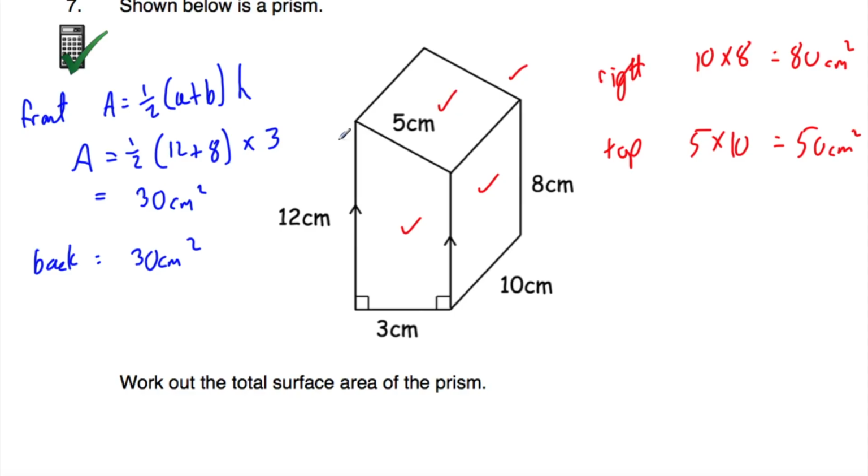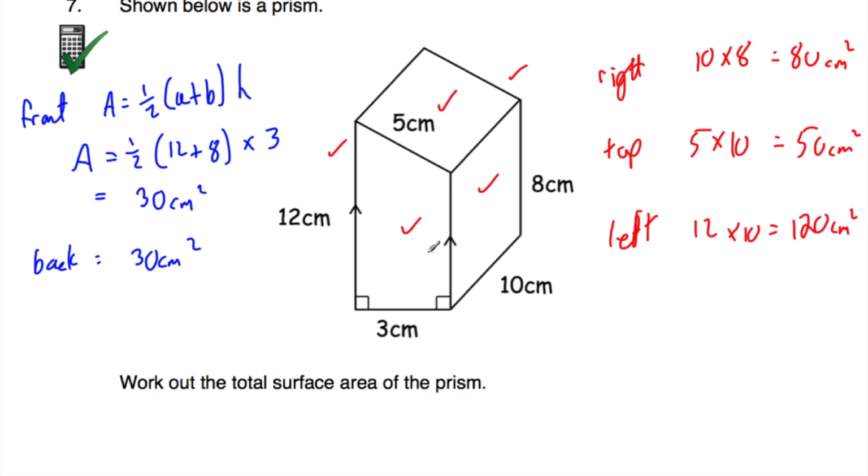Now let's deal with the left-hand side of that prism. It's going to be a rectangle. It's going to have a height of 12 and a width of 10. So for the left-hand side, we're going to do 12, the height of that rectangle, times the length of the rectangle, which is 10. And 12 times 10 is equal to 120 centimeters squared.